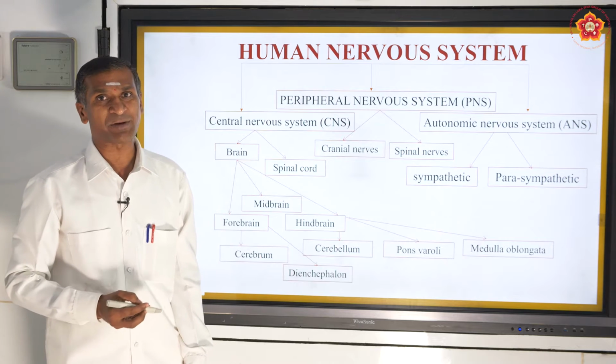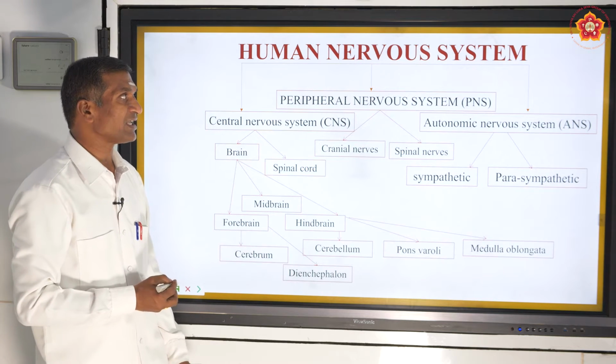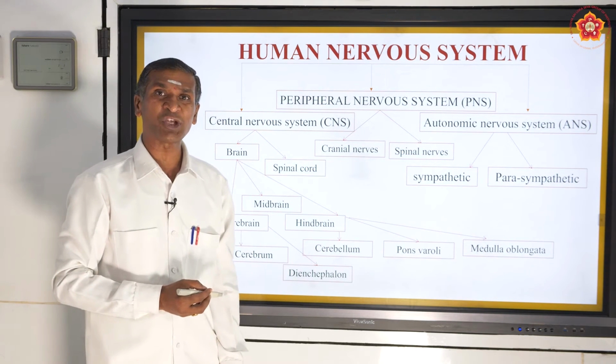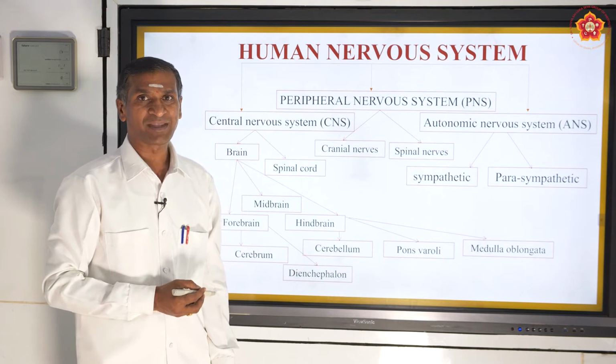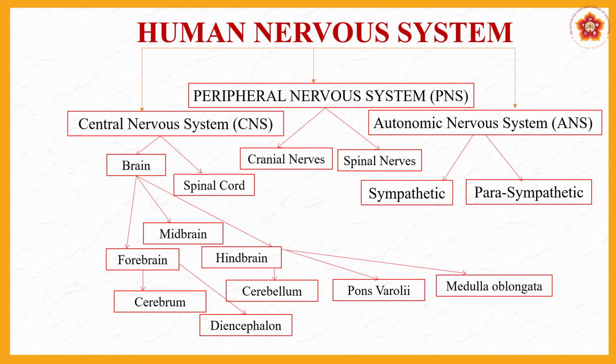Out of the 6 parts, part 3 mainly deals with the human nervous system, and under that, today we deal with the CNS, the central nervous system. Under that, we majorly consider the brain of the human.